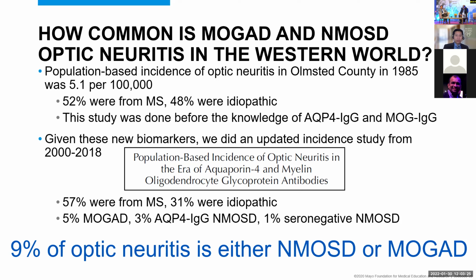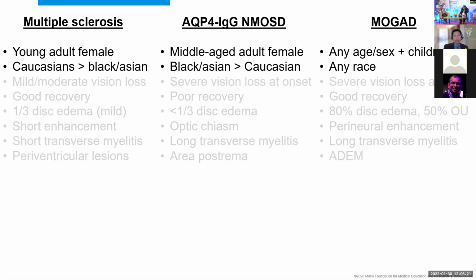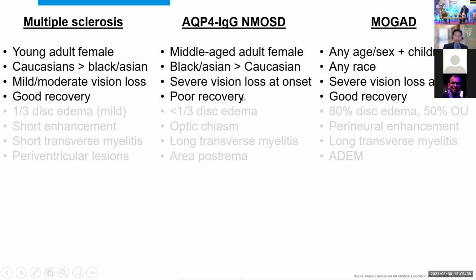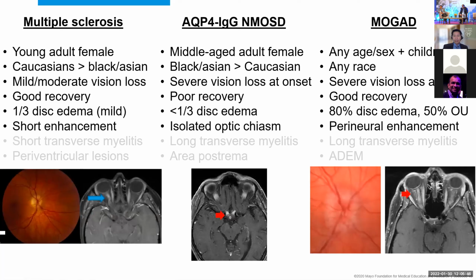So I just want to summarize with this comparison of your typical MS patient, your NMO patient, and MOGAD. With MOGAD, it could be any age, any sex, and it likes to affect children. We really haven't seen a racial predilection for it yet. With MOGAD and NMO, they both present with severe vision loss at onset, but fortunately with MOGAD, you have much better recovery. The optic nerve appearance at acute presentation can really help you swing toward MOGAD versus some of the other ones if you see a lot of disc edema.